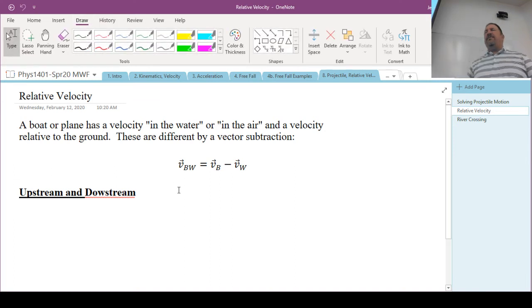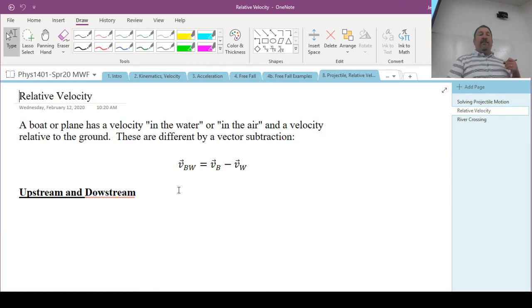And relative velocity is used in several different scenarios. Sometimes it's used when you're tracking two different objects. And sometimes it's used when you have one object that is moving inside a medium. And that could be a boat moving in some water, or a plane flying in some air. It could be a person walking on one of those moving sidewalks, or a person walking on an escalator.